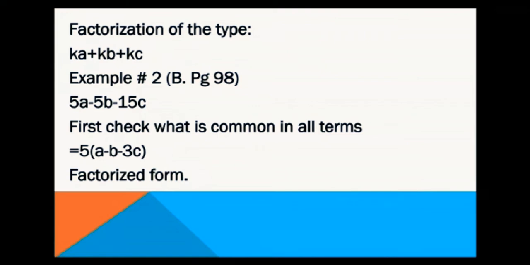Factorization of the type ka plus kb plus kc is given. From example number 2 on book page 98 will be explained: 5a minus 5b minus 15c. This is the example. First, students, you have to check what is common in all terms. As you can observe, 5 is common and this is a prime number. So inside the bracket, what is left over? a minus b minus 3c.